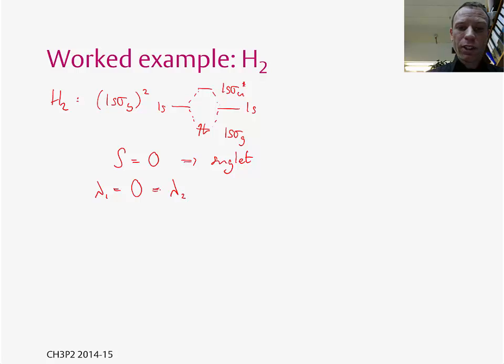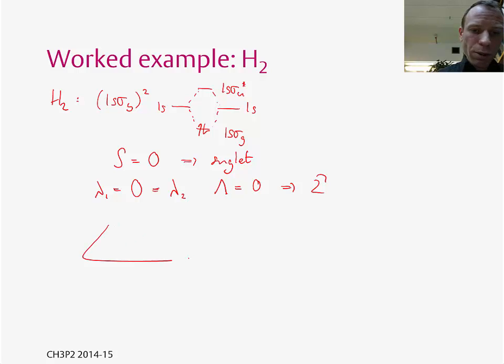And because lambda 1 and lambda 2 are equal to 0, this means that our capital lambda is also equal to 0, which means we have a sigma state. Last thing we need to do is think about just the symmetry of the molecule, of the orbital.